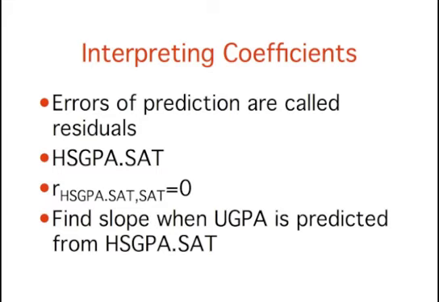These errors of prediction are called residuals, since they are what is left over in high school GPA after the predictions from SAT are subtracted and represent the part of high school GPA that is independent of SAT. These residuals are referred to as HSGPA.SAT, which means they are the residuals in high school GPA after having been predicted by SAT. The correlation between HSGPA.SAT and SAT is necessarily zero. The final step in computing the regression coefficient is to find the slope of the relationship between these residuals and UGPA. This slope is the regression coefficient for high school GPA.